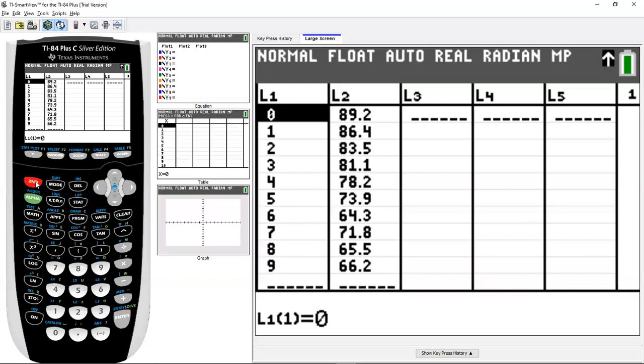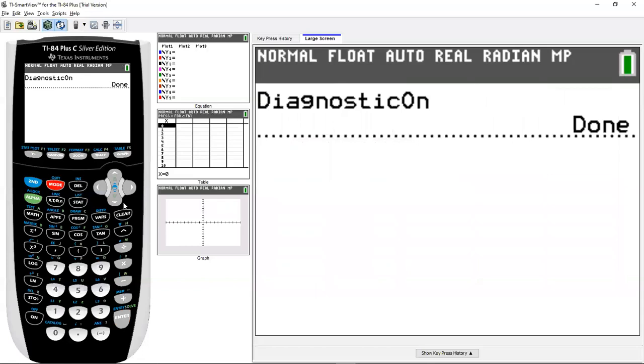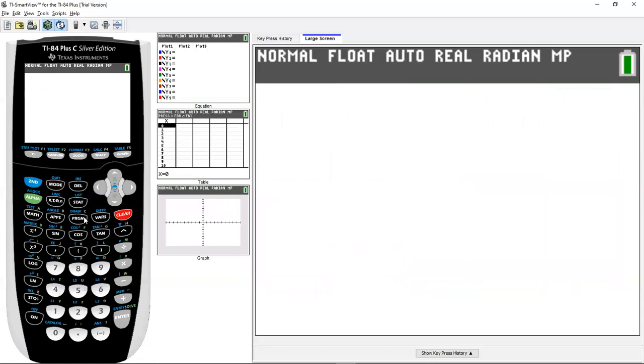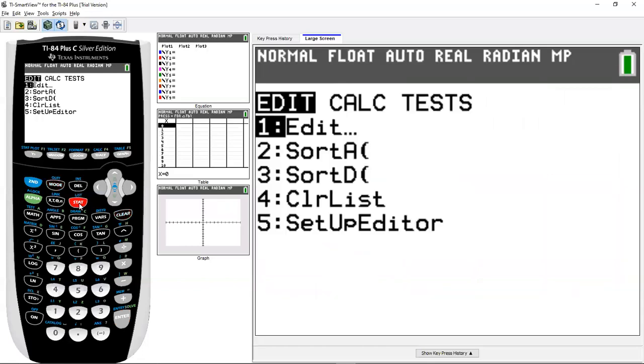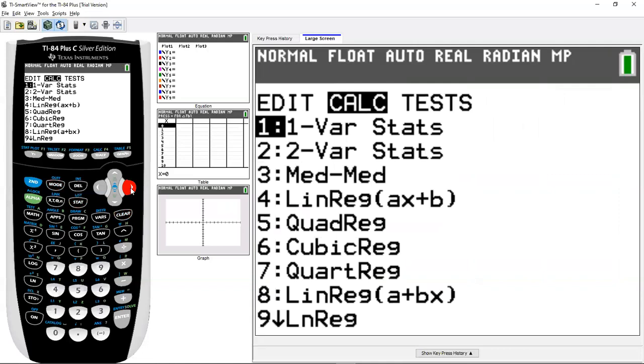So let's do second and then mode to quit. Go back to our home screen. And we can go ahead and clear. We don't need to see that anymore. So we're going to go to stat. Here is the main event. It's what you've all been waiting for. We're going to arrow over to the calc menu. We've seen this before. You're going to do a lot of stuff in this menu here.